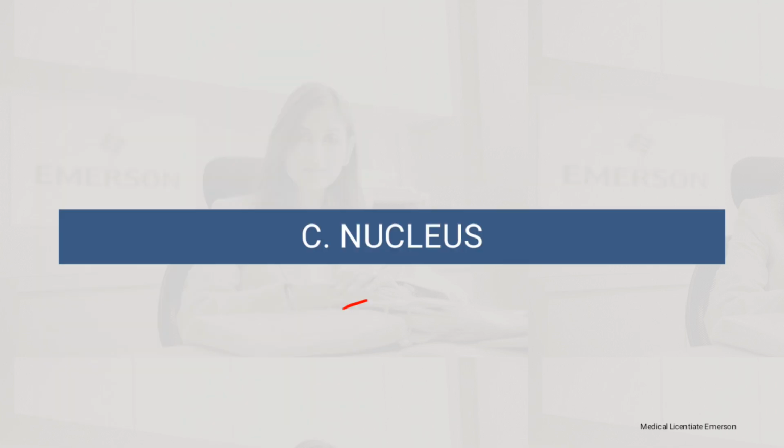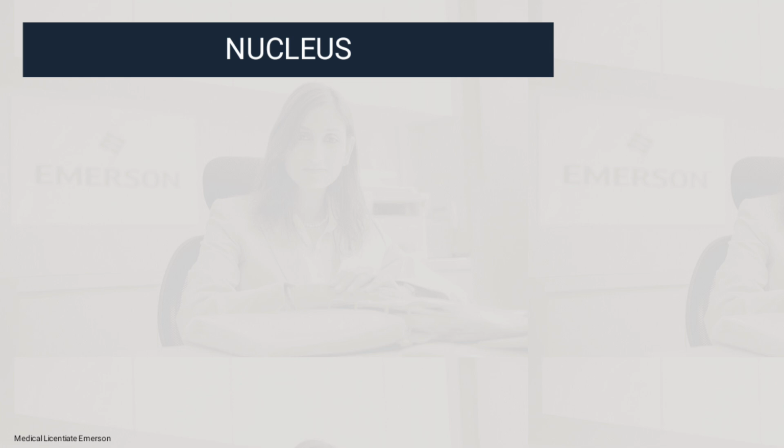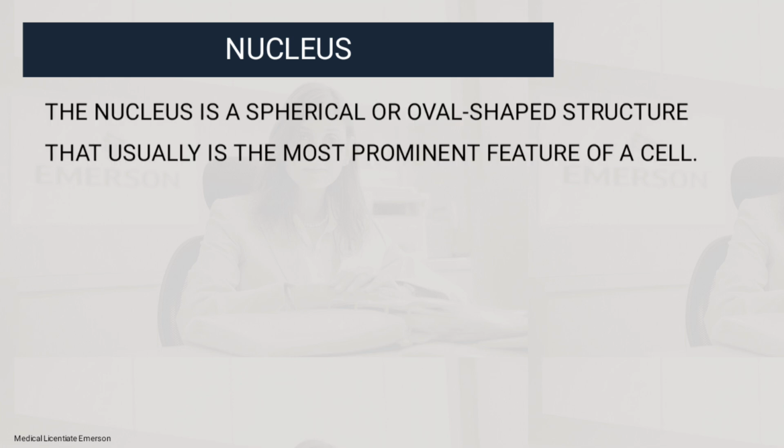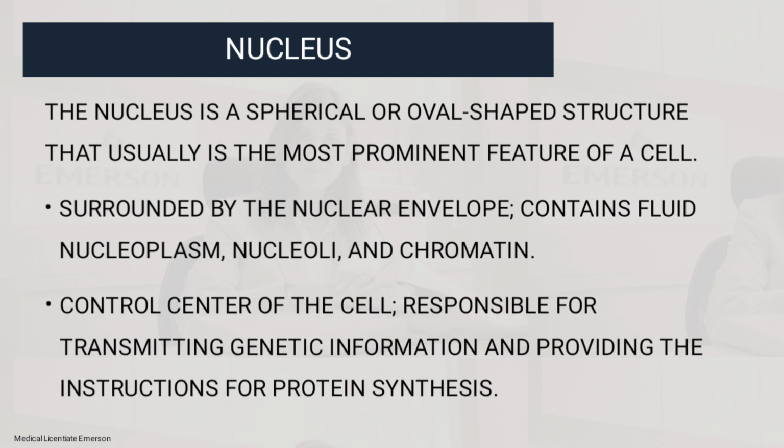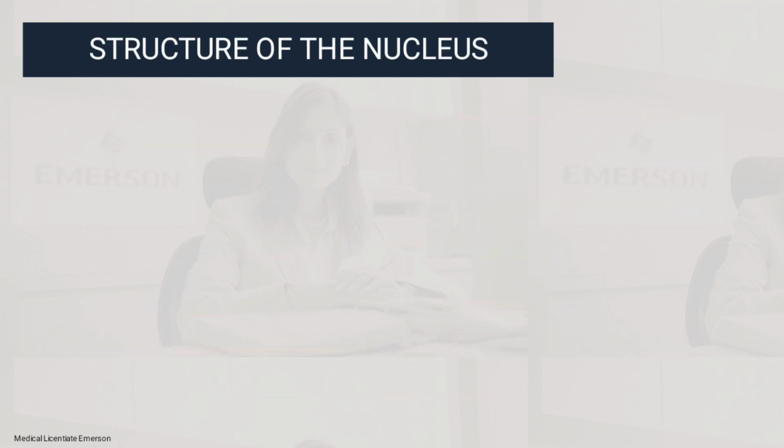Then in terms of the nucleus, we can talk about the nucleus. The nucleus is a spherical or oval-shaped structure that usually is the most prominent feature of the cell, and it is surrounded by the nuclear envelope and contains fluid, nucleoplasm, nucleoli, and chromatin. Its function is to act as a control center of the cell, responsible for transmitting genetic information and providing the instructions for protein synthesis.